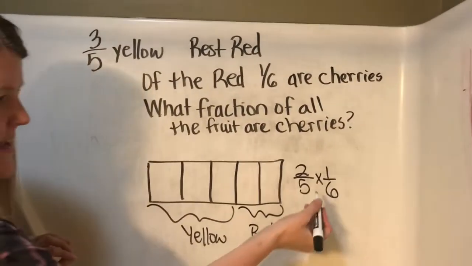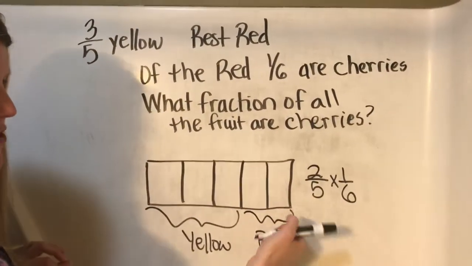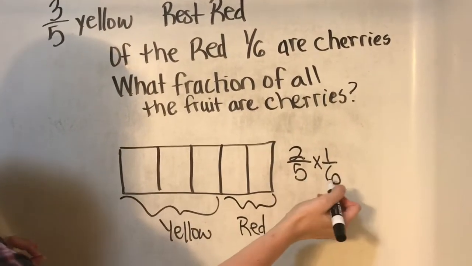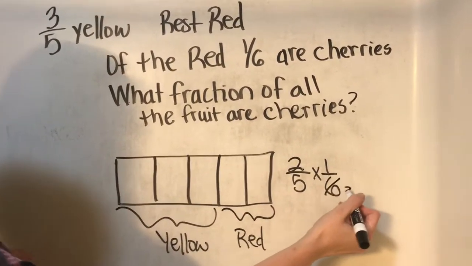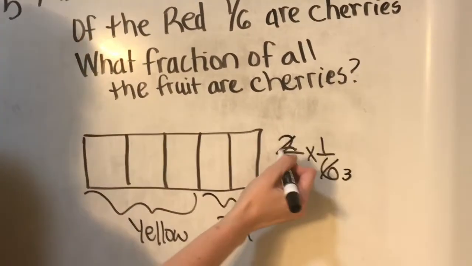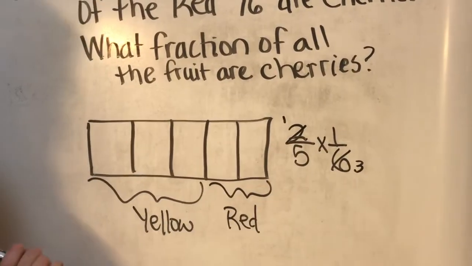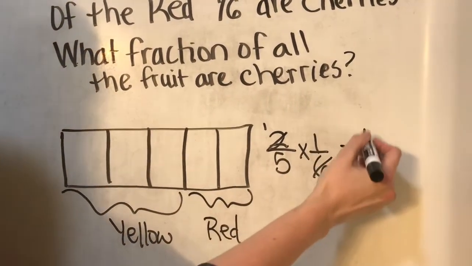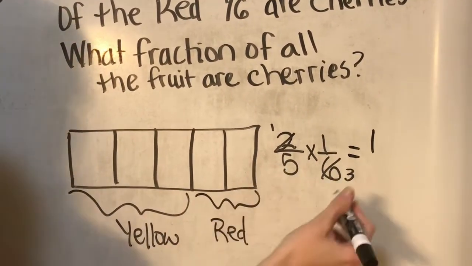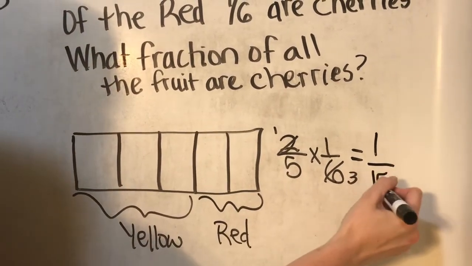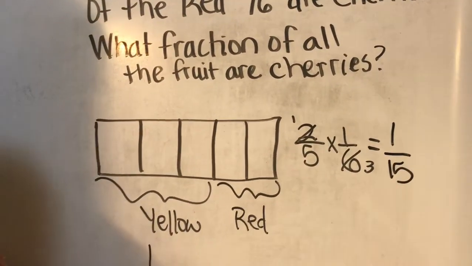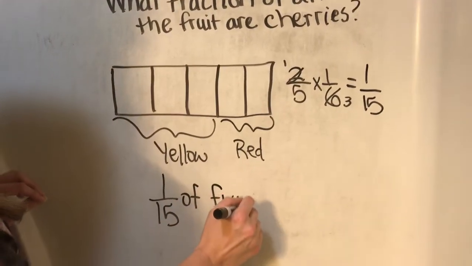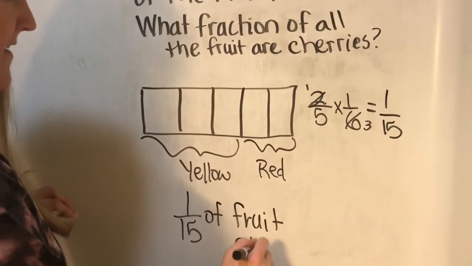So I can see immediately, since I've got even numbers, I can simplify these first. So I'm going to do 6 divided by 2 to get 3. 2 divided by 2 gives me 1, since they had a common factor of 2. And so now I can just multiply the numerators. I get 1, and then 5 times 3 gives me 15. So 1/15 of all the fruit is going to be cherries.